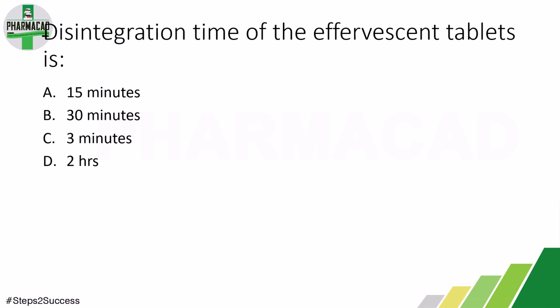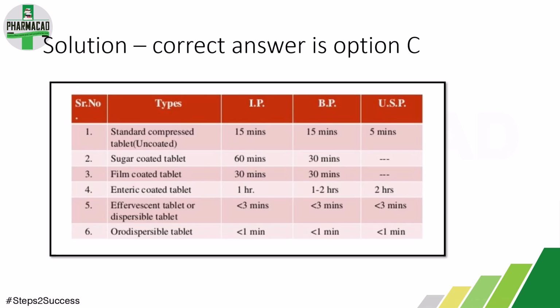Disintegration time of the effervescent tablet is: option A 15 minutes, option B 30 minutes, option C 3 minutes, option D 2 hours. The correct answer for the given question is option C, 3 minutes. For this solution, I have added this table so that for all tablets, as per IP, as per BP, as per USP, the standard time required for disintegration and dissolution is mentioned in this table. So you have to remember almost all of the tablets and their times.